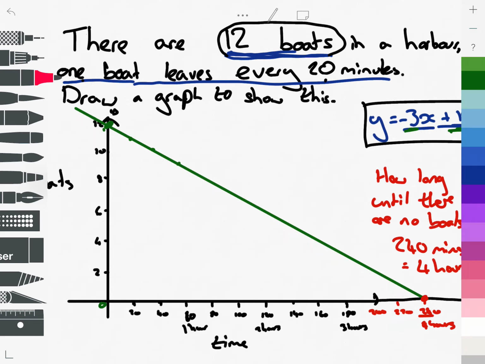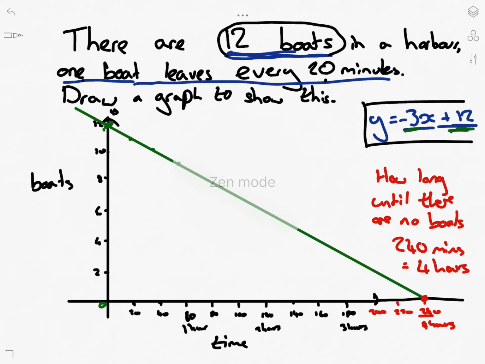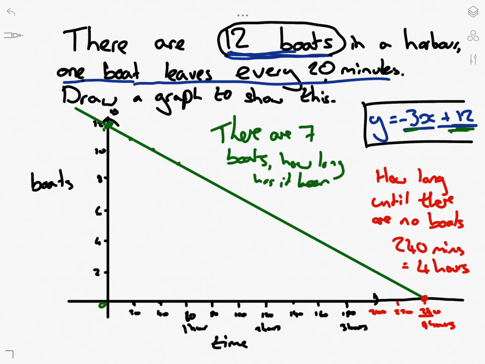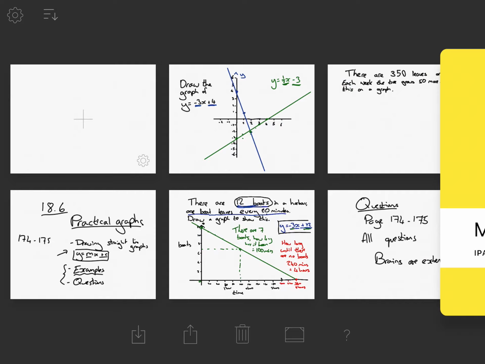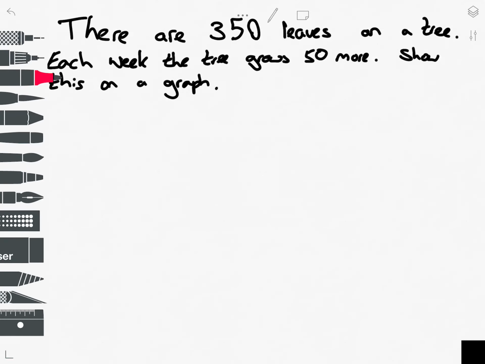Another question they might ask is, they might say, there are, I don't know, maybe 7 boats. How long has it been? So we go to 7 and we read down. It's been 100 minutes. Okay, so once you've drawn the graph, it should be, hopefully, a bit more straightforward to answer the questions.